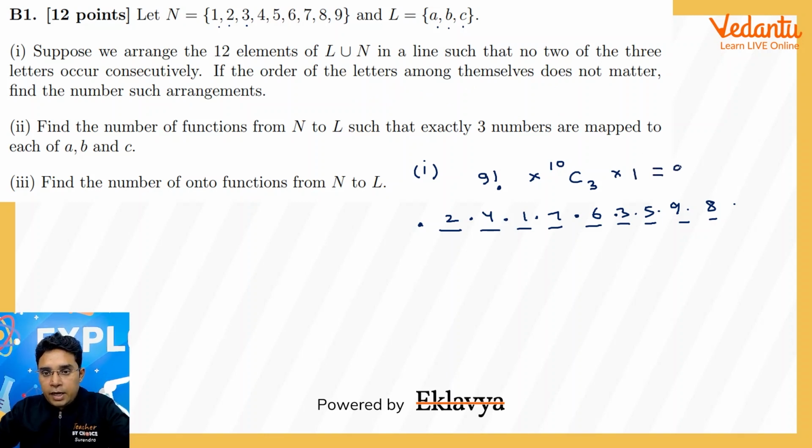So this becomes 9 factorial into 10C3, which is 120. 10 into 9 into 8 over 6 is 120. So that will be the answer for this question.